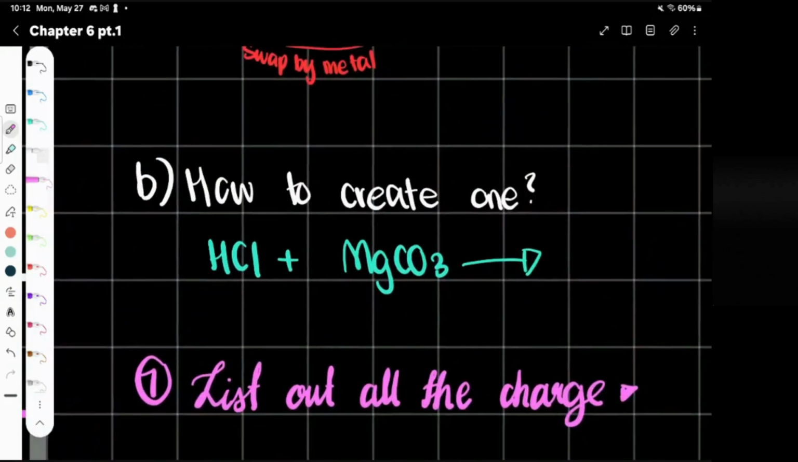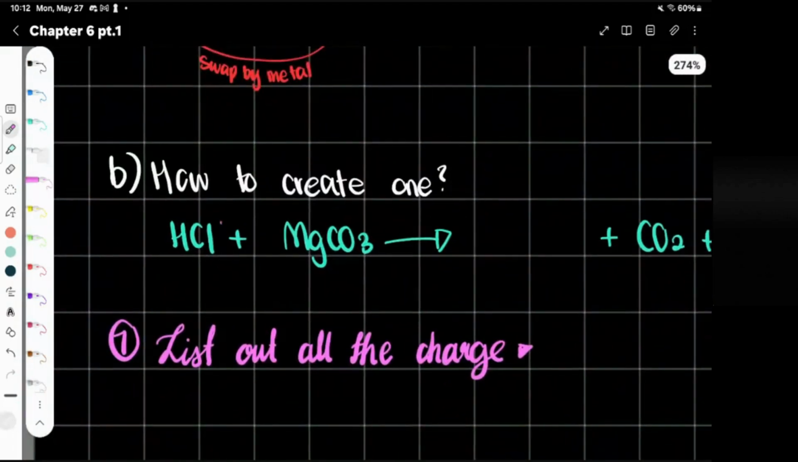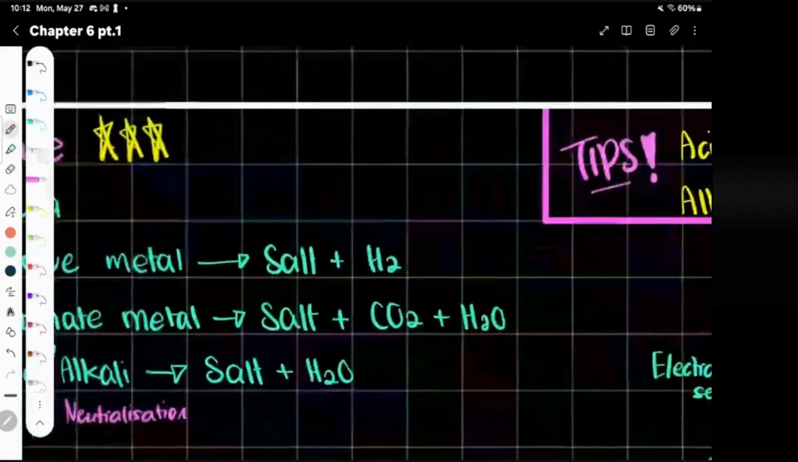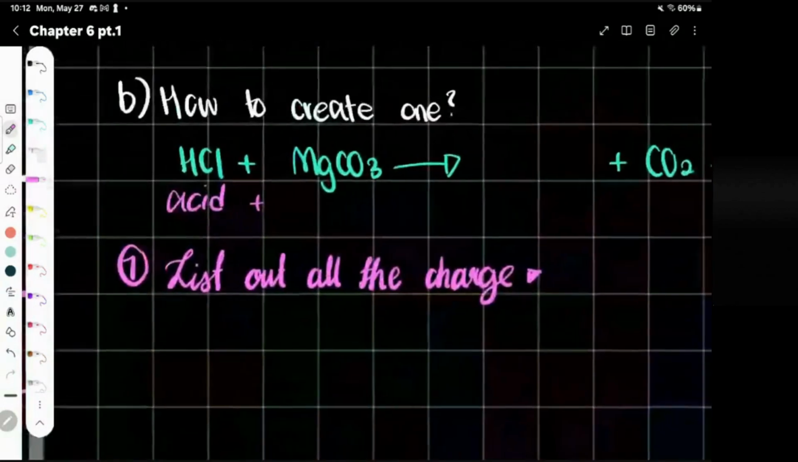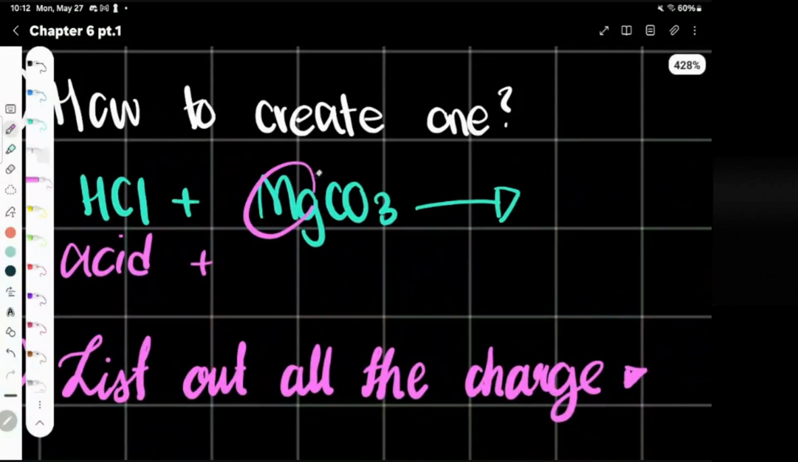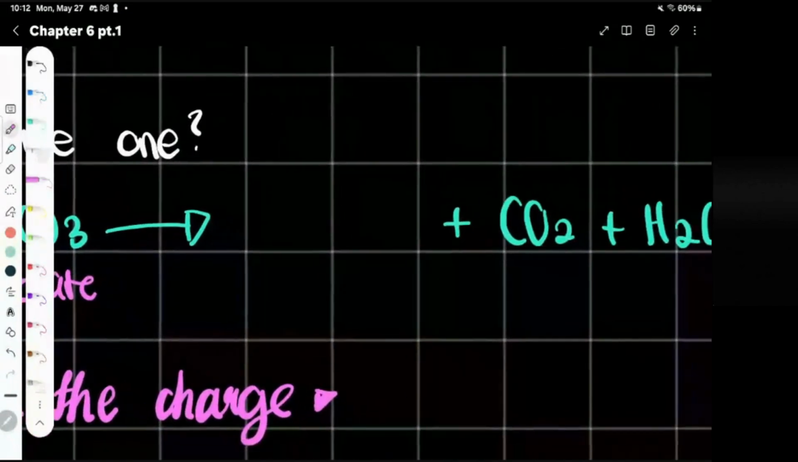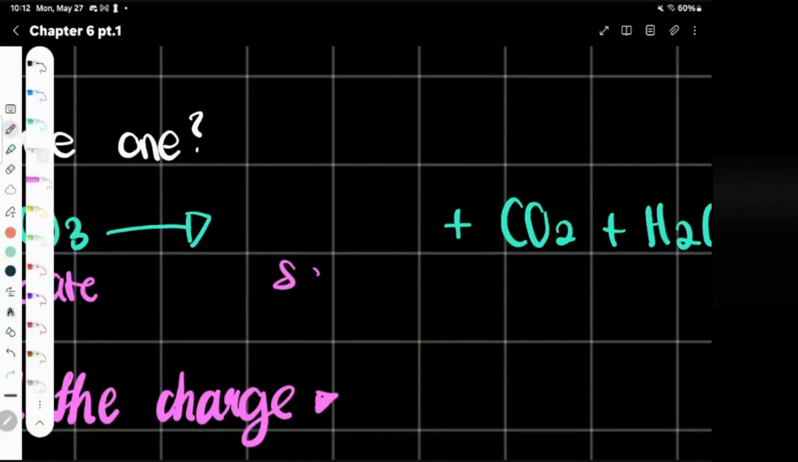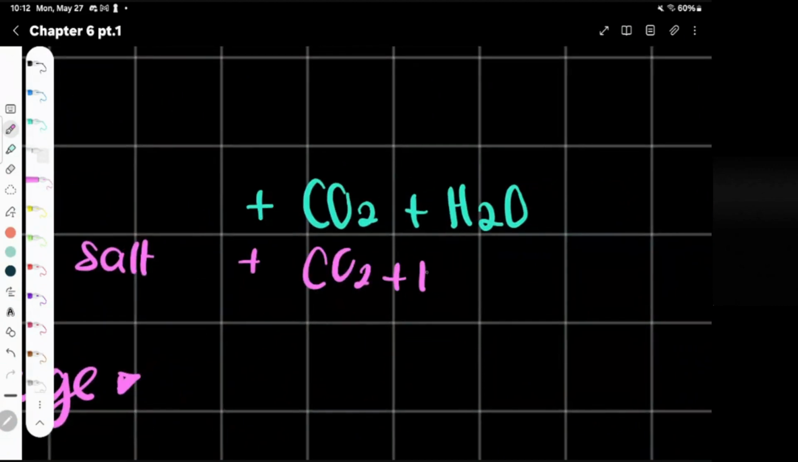So first of all, do you know what this formula is? This formula is, of course, acid, right? And what is this? This is actually, if you look here, carbonate metal. Why? Look here. See? There's a metal and there's a carbonate. So this is carbonate metal, right? I'm just going to write carbonate metal. So it should produce salt, CO2, of course, CO2 and H2O.